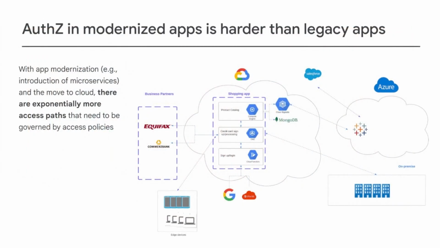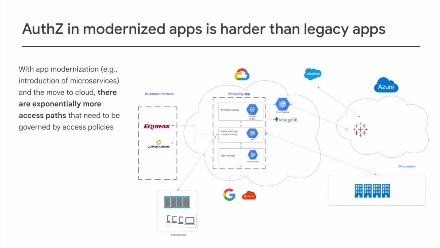All right, let's start with the problem statement. As applications are modernized, the problem of authorization becomes much harder. Consider this shopping example that has 3 different parts. One part of it is the one that shows the catalog of the products that may be running on compute engine. It talks to some backend data warehouse like a Cloud Big Data or MongoDB.